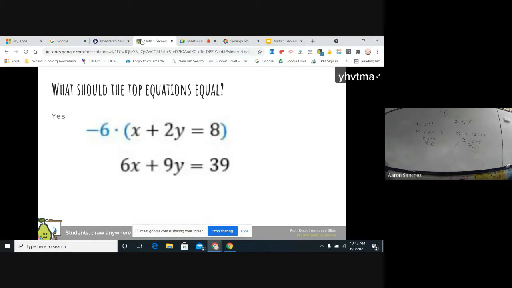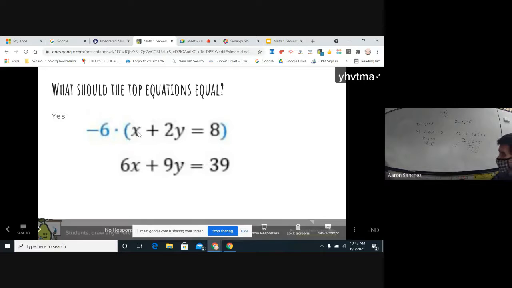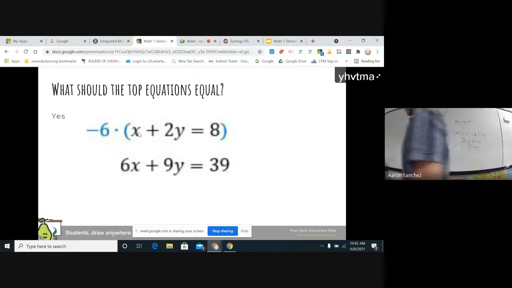That's a yes. Okay. So if I say negative 6x plus 2y equals 8, what should this new top equation look like? So multiply it all by negative 6 and see what you get, okay? What should that top equation look like? I'm going to clean my board off.